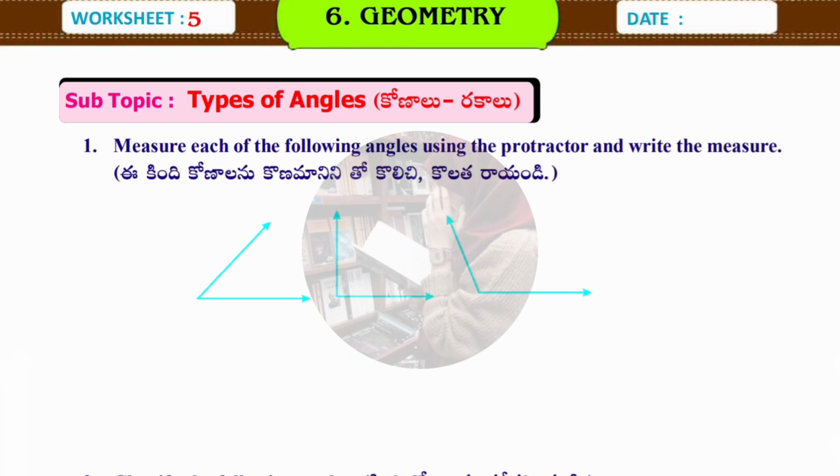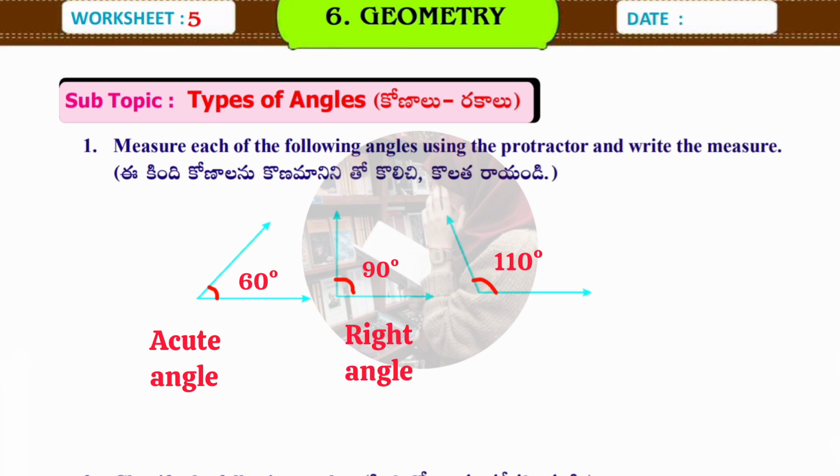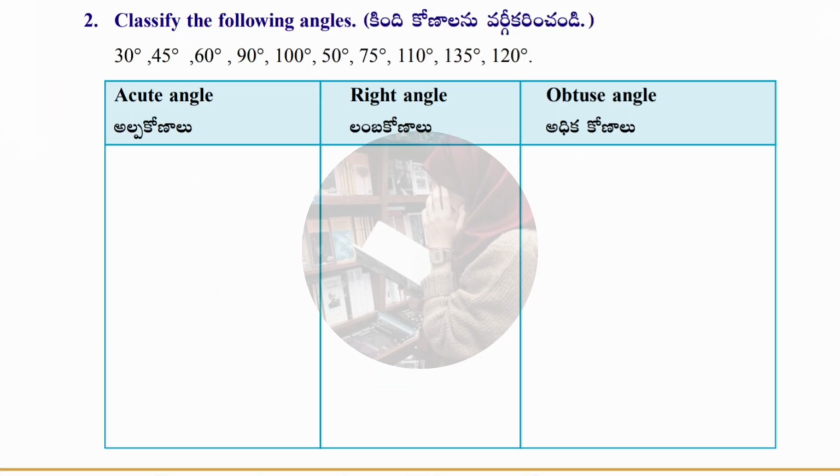So after measuring the first picture, you are getting 60 degrees. Okay, write down 60 degrees. We call it an acute angle. Next picture shows 90 degrees. We call it a right angle. The third picture shows 110 degrees by using the protractor. So we call it an obtuse angle. Understood, guys? Okay, let's move on to the second question, which is classify the following angles.